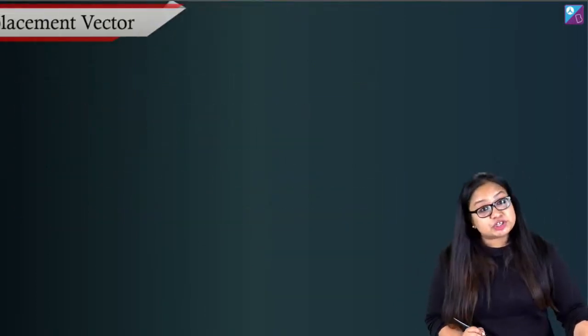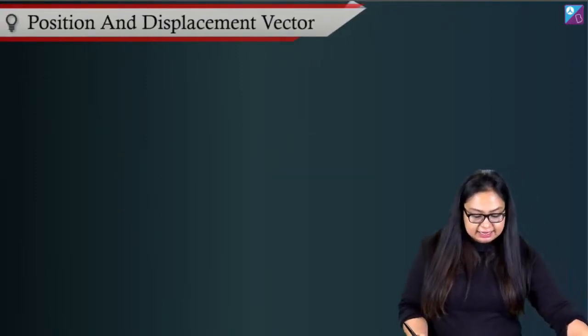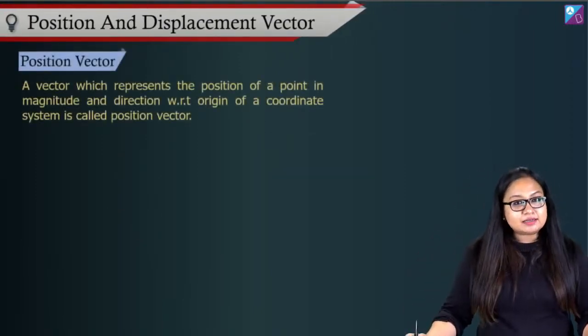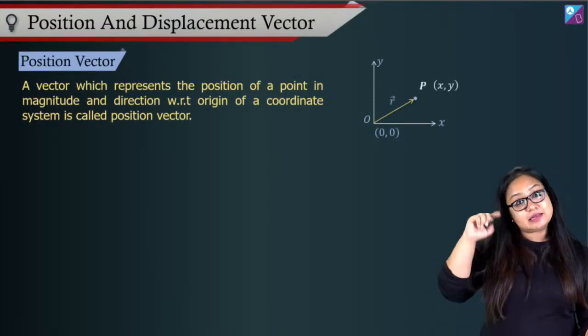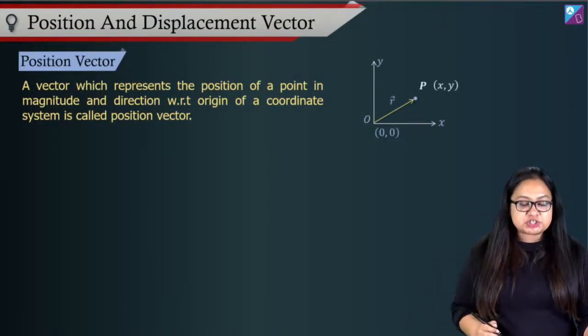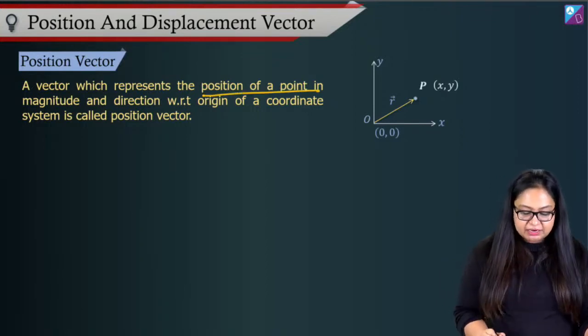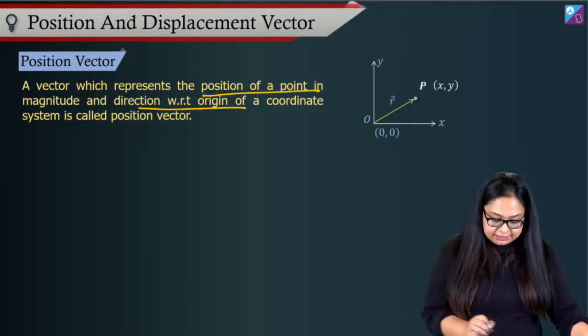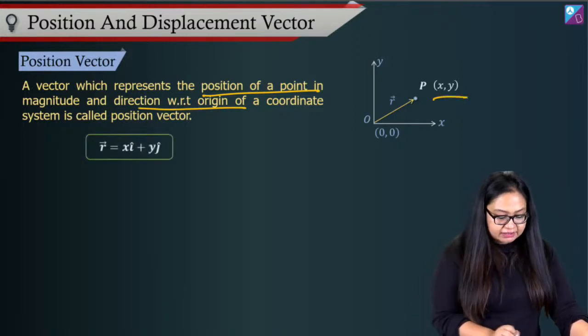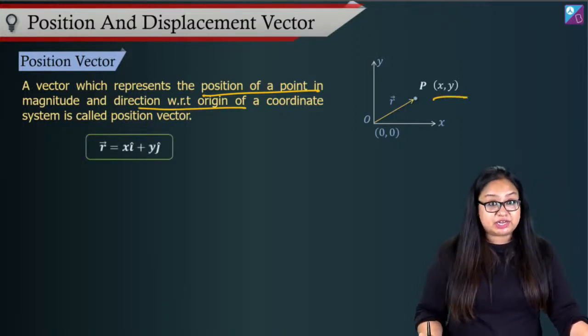Now, let's go forward. Let's look at position and displacement vector and see now. Here, this is a very quick recap for you because we have done what position vector is in the previous session, right? So what is position vector? A vector that represents position of a particle in magnitude and direction with respect to origin of a coordinate system. Here, you can see that our vector is xi cap plus yj cap.